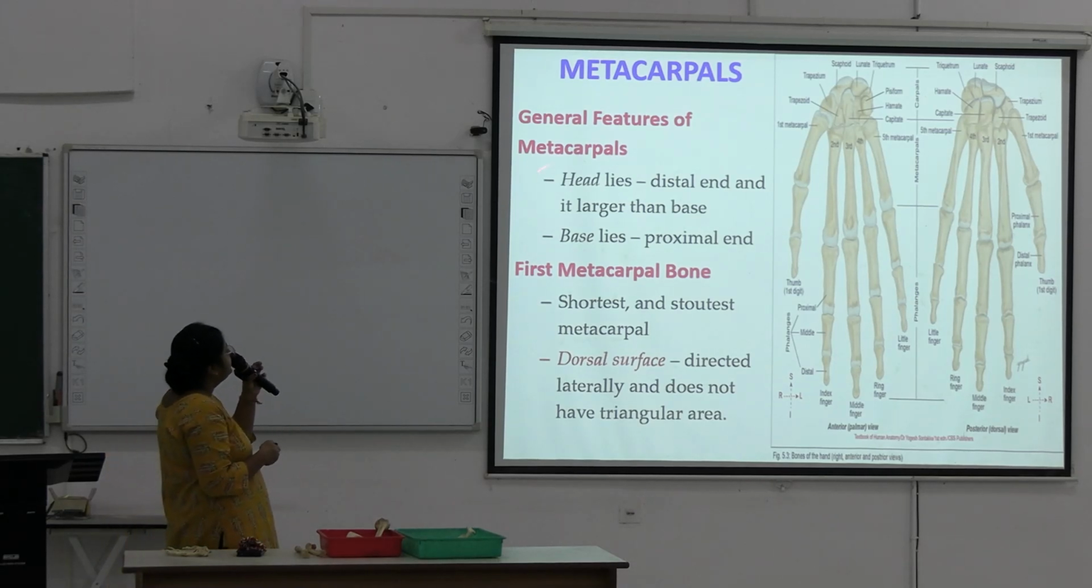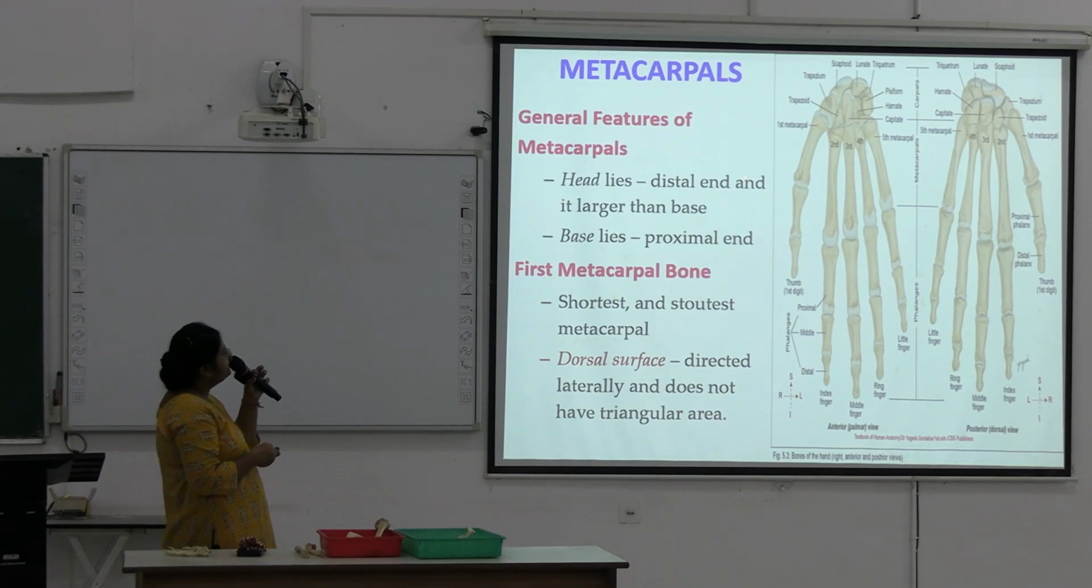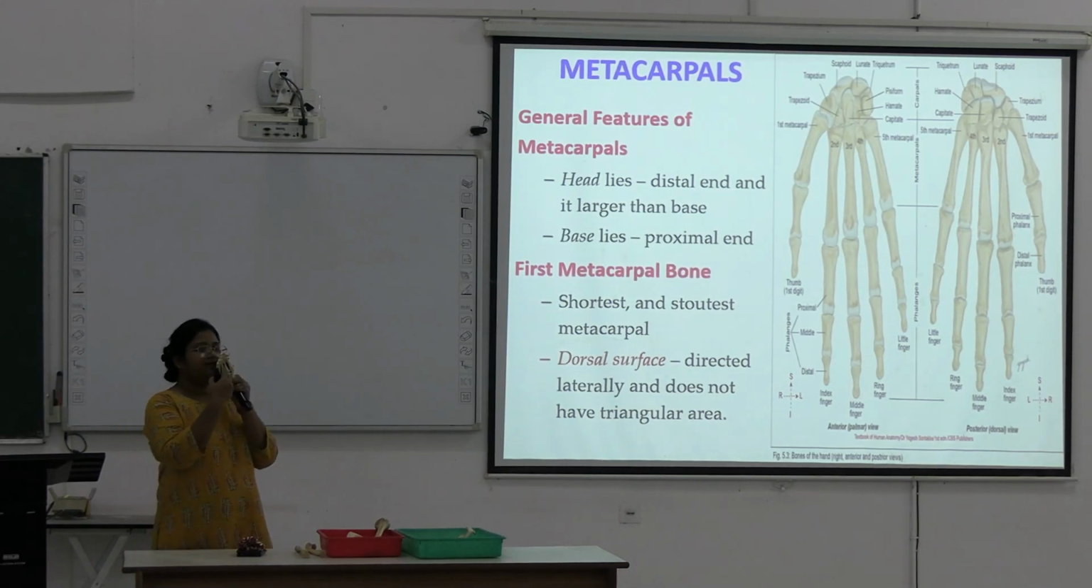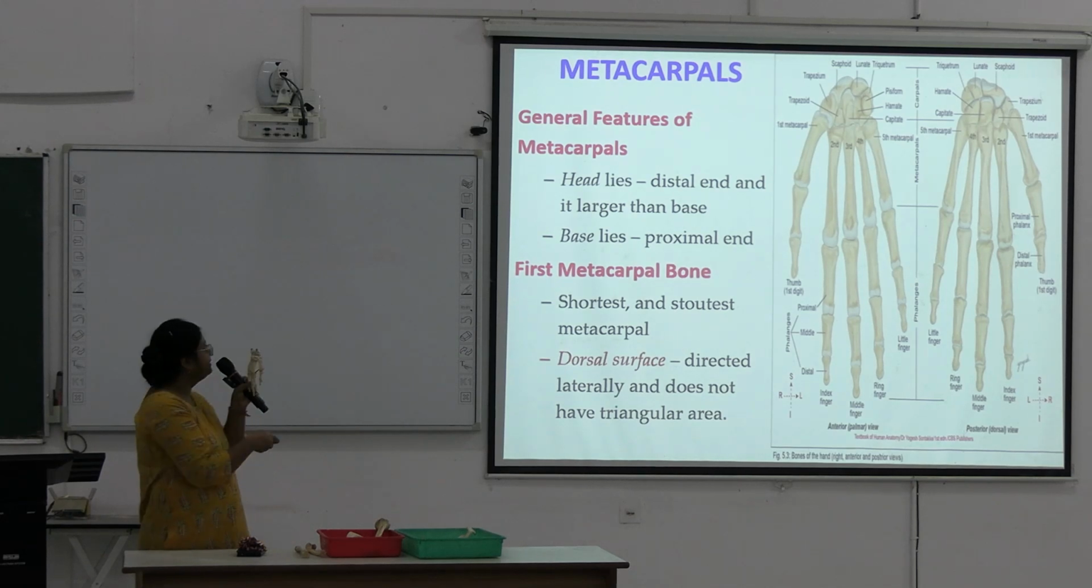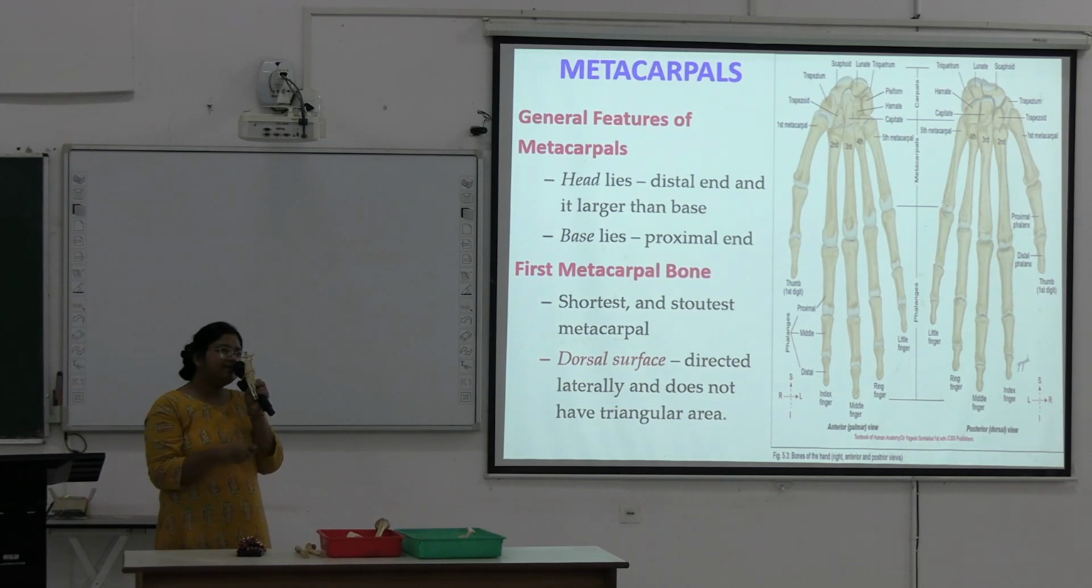So, the metacarpal has its head lying at the distal end and it is larger than the base. See, these parts are the head lying at the distal end and they are larger than the base. The base is lying at the proximal end. The first metacarpal has some important features. That's why we will discuss it in detail.